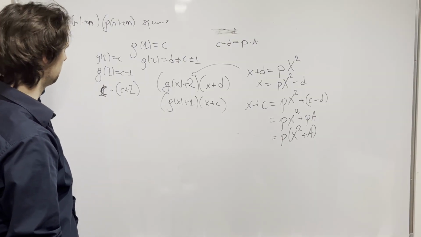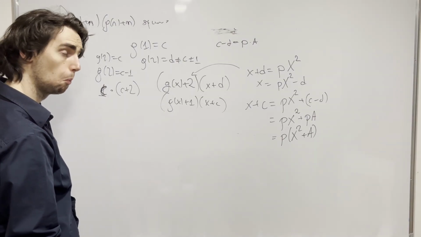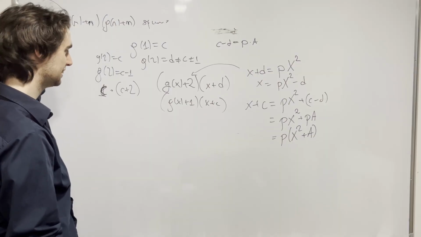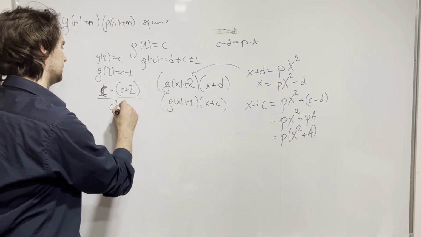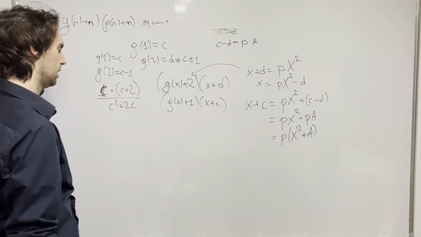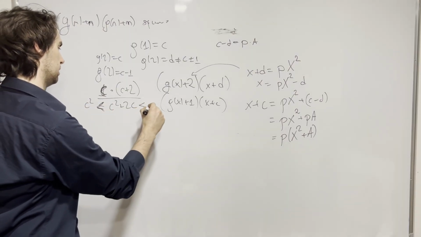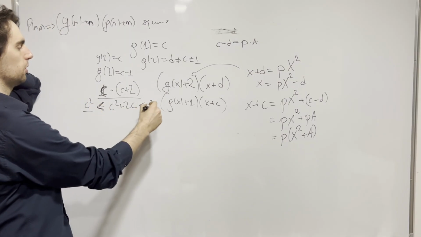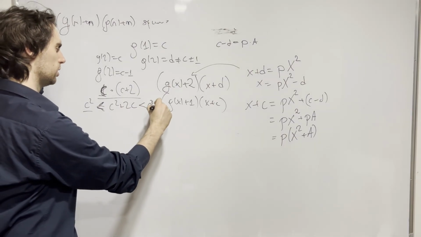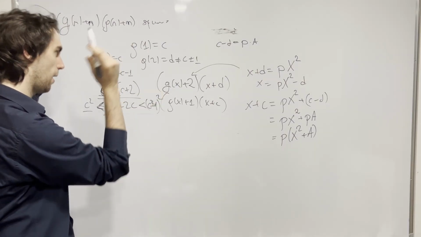Is this ever the case or not? It's my question now. Because this is c squared plus 2c, and this is strictly greater than c squared, and strictly less than c plus 1 squared, so it's not a square.